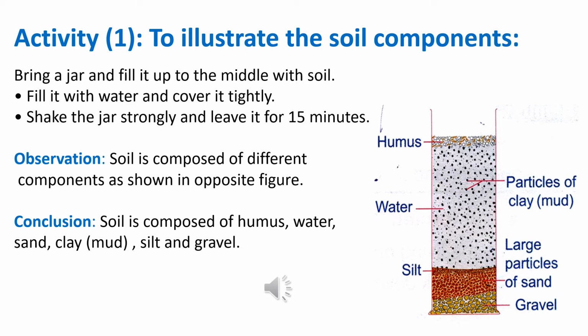Now we will have an activity to illustrate the soil components. Bring a jar and fill it up to the middle with soil. Fill it with water and cover it tightly. Shake the jar strongly and leave it for 15 minutes. The observation: soil is composed of different components as shown in the opposite figure. The conclusion: soil is composed of humus, water, sand, clay or mud, silt, and gravel.